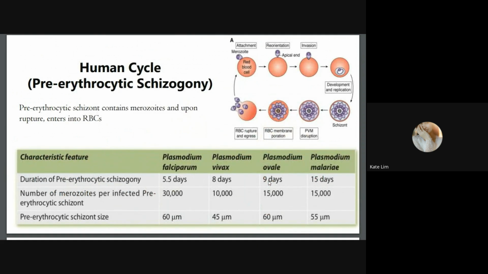We have here a series of characteristic features of your Plasmodium species. But before that, please remember that not all liver cells are infected by the Plasmodium. Not all liver cells. In fact, only a few hepatocytes are affected, which is why hepatic damage is not as severe compared to what happens to your RBC, where there is RBC lysis.